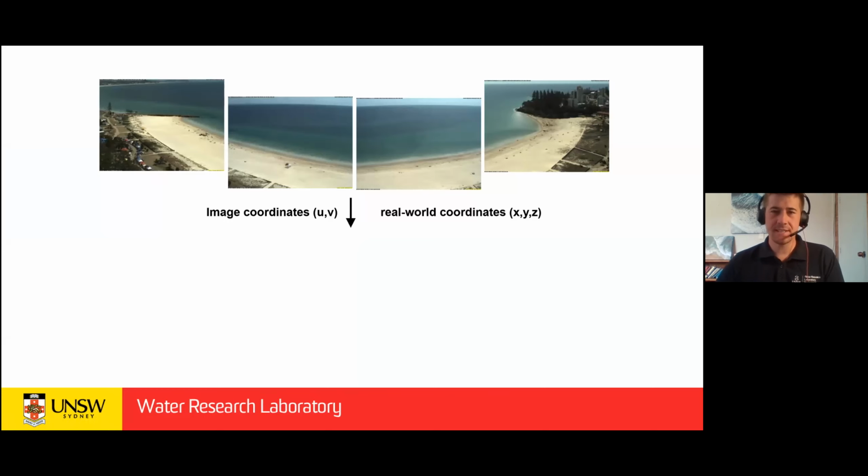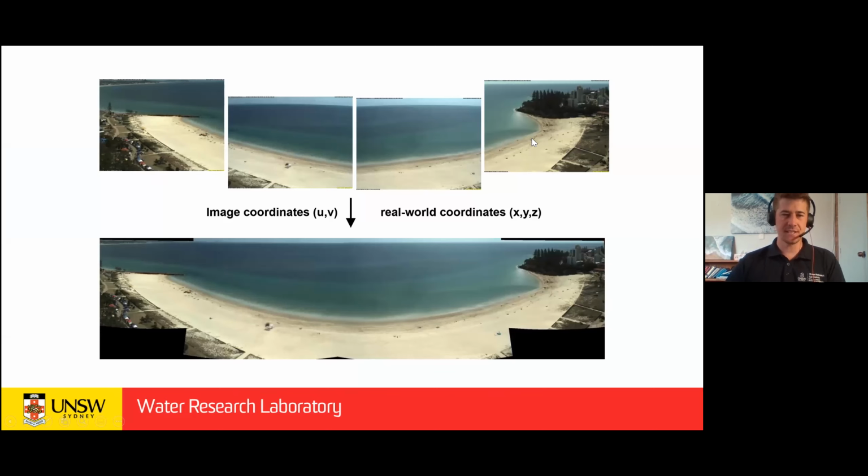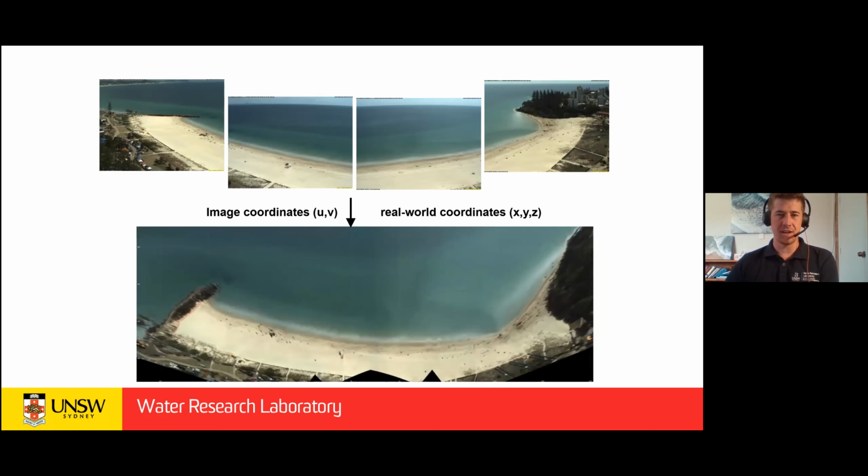If we have a look at the example up the top here, we can see 4 of the images taken from our Coolangatta site. The first thing we need to do is merge these images together. Here's an example of a merged panorama, much like you could take on an iPhone. Once you've taken that merged image product, you can then rectify it, or turn it into a bird's eye view. And this is an example where we've gone from the panoramic view into a top-down rectified view.